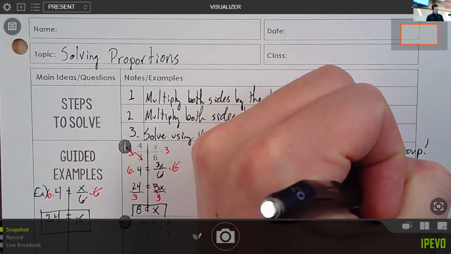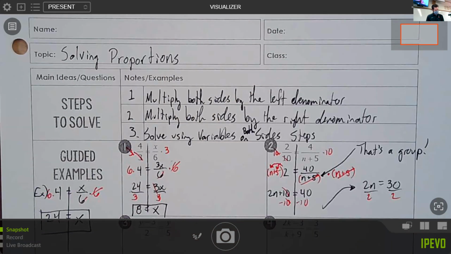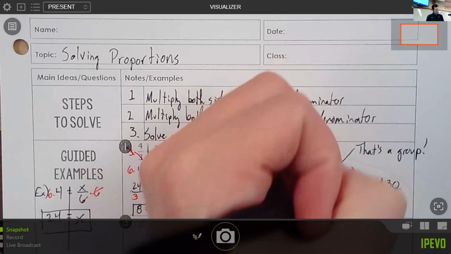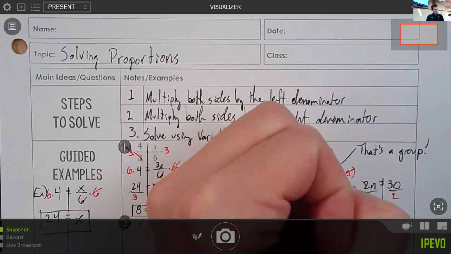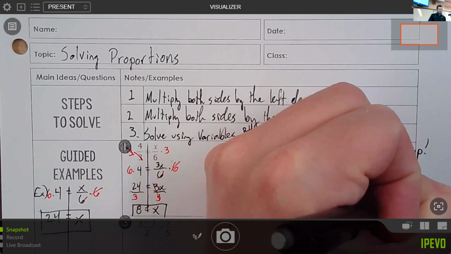All right, so we're dividing by 2 to finish this off. Divide by 2. The 2's cancel out on the left. 30 divided by 2, n equals 15. All right.